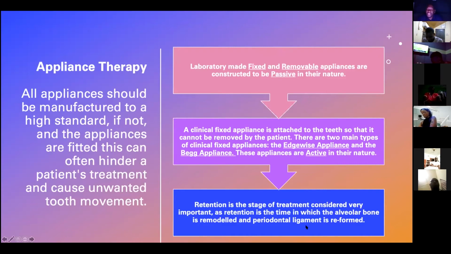And then we have retention. And this stage is considered a very important stage, as retention is the time in which the alveolar bone is remodeled and the periodontal ligament is reformed. So after every type of orthodontic treatment or tooth movement, we have the retention stage where we produce different types of appliances.